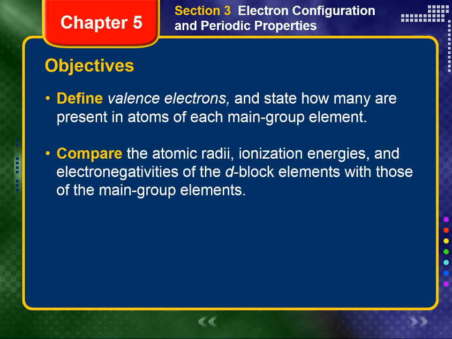At this point, you should be able to define valence electrons and state how many are present in atoms of each main group element, and compare the atomic radii, ionization energies, and electronegativities of the D block elements with those of the main group elements.